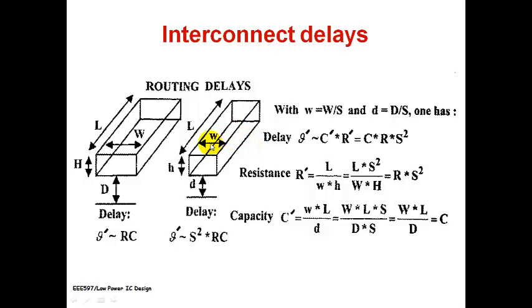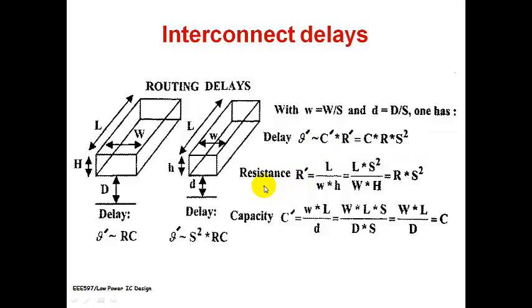With such a case happening, naturally I would go for scaling W, scaling H, scaling the D, as I normally do for the other cases, whereas I know my L is remaining constant. So W is W by S, D is D by S, and therefore the delay is going to be C dash R dash, which is going to be S square times, because of the factor S. Okay, the RC time constant.